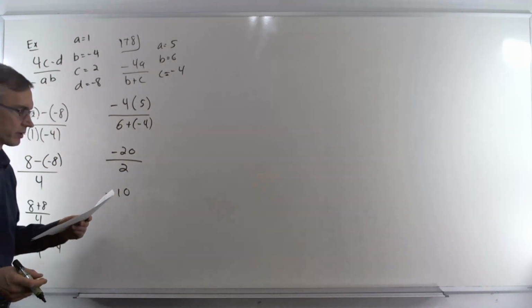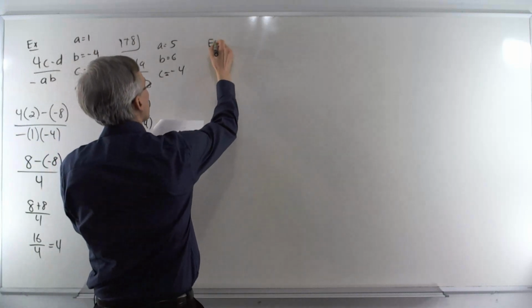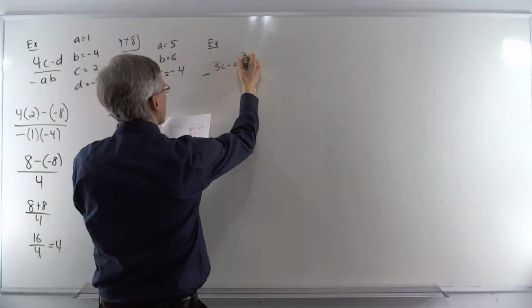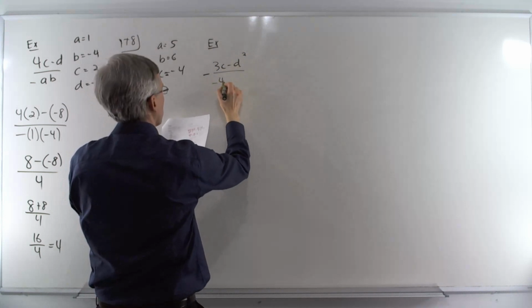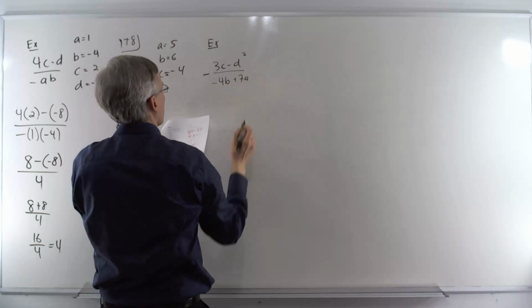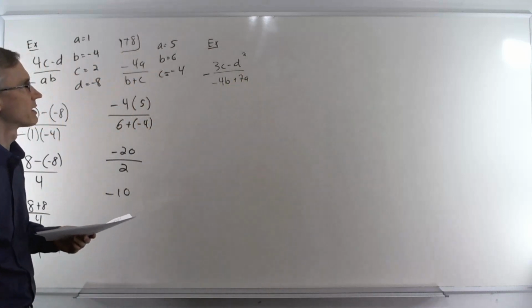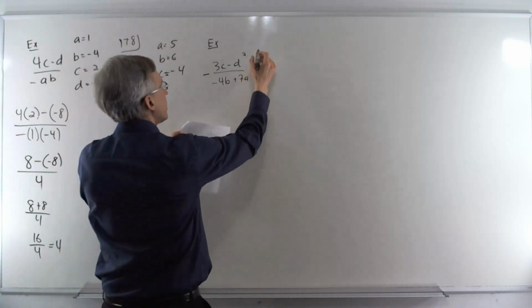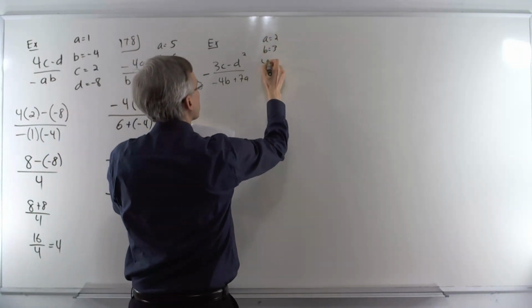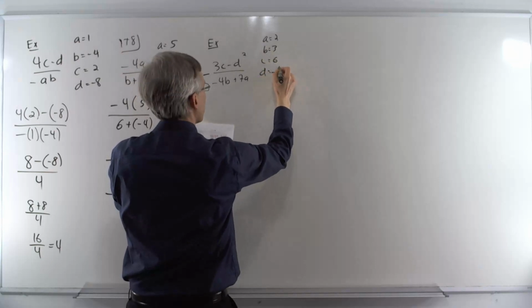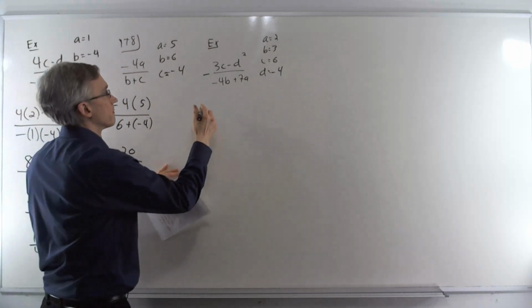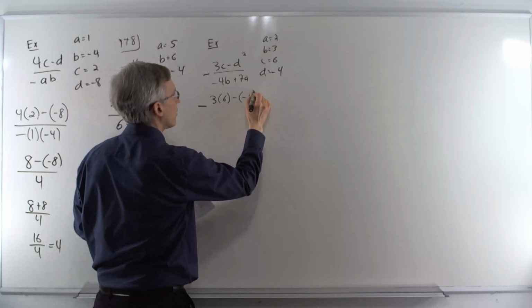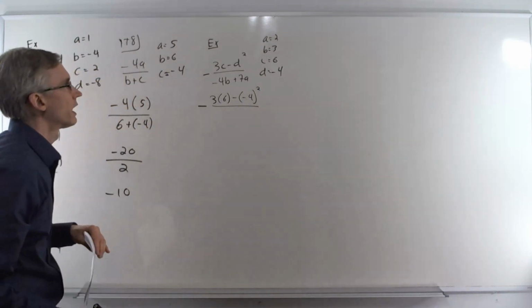Right now we're going to look at some expressions with a little bit more going on here. Negative of 3c minus d squared over negative 4b plus 7a. We got a equals 2, b equals 3, c equals 6, and d equals negative 4. All right, let's plug all these values in. 3 times c, so that's 6, minus d squared, so that's negative 4 squared, put that negative 4 in parentheses. And on the bottom, negative 4 times b.